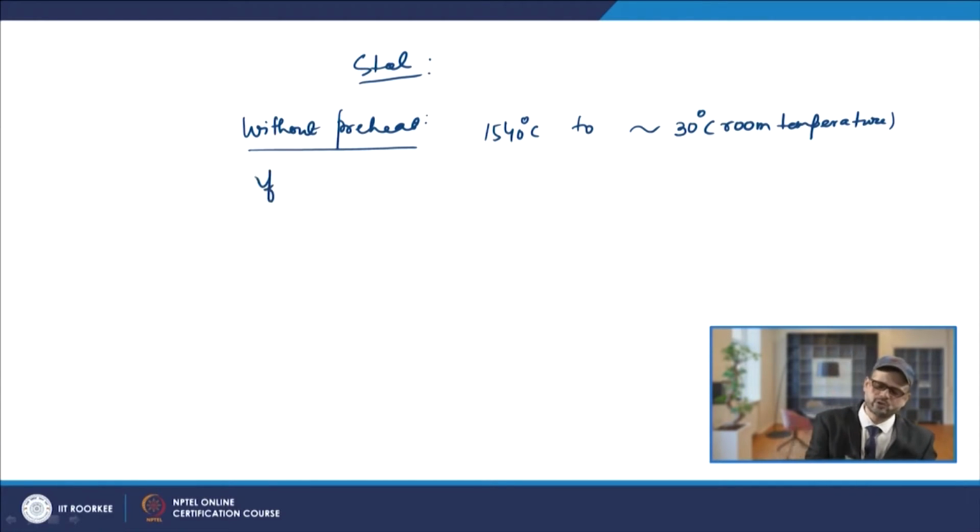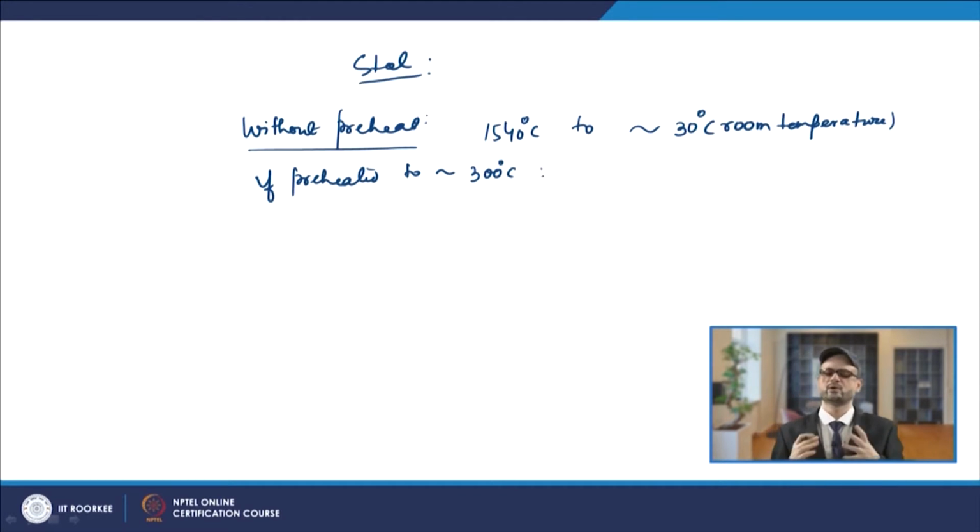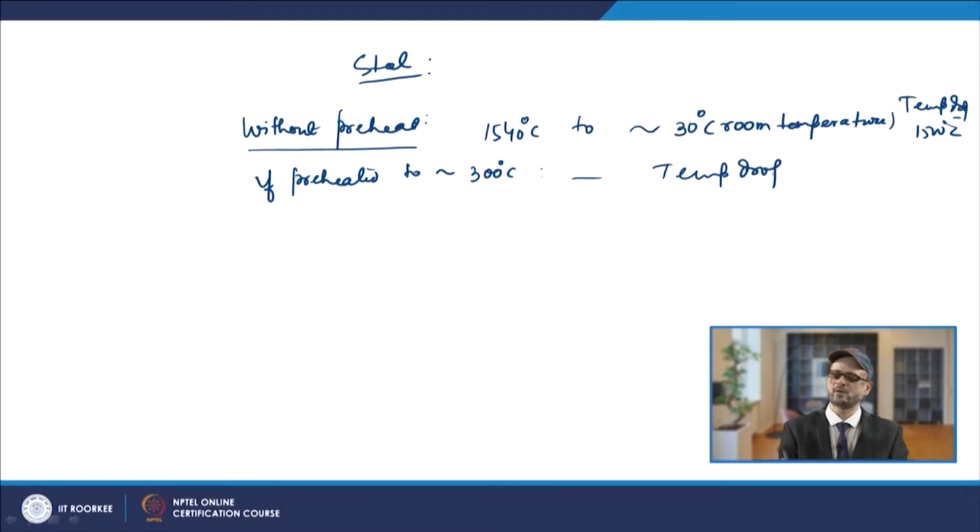But if you preheat to about 300 degree centigrade, in that case your temperature drop will be about 1200 degree centigrade. So, here the temperature drop is about 1500 degree centigrade, and here the temperature drop will be close to 1200 degree centigrade. So, that will lead to a reduced cooling rate, and that gives different properties. A different cooling rate will give other associated results also. And once you do the preheating, the properties of the material are also likely to change.